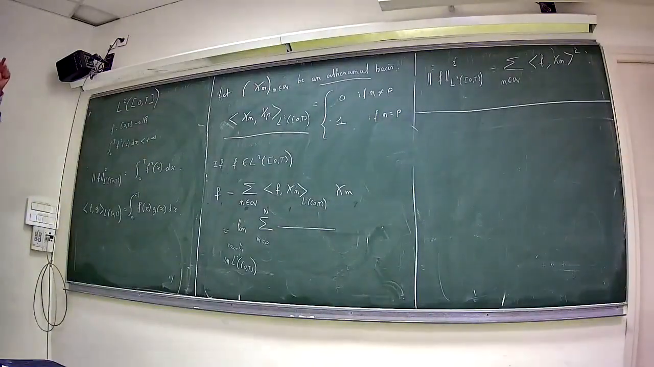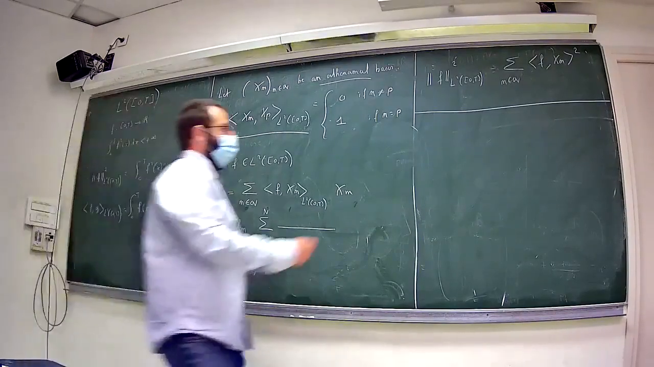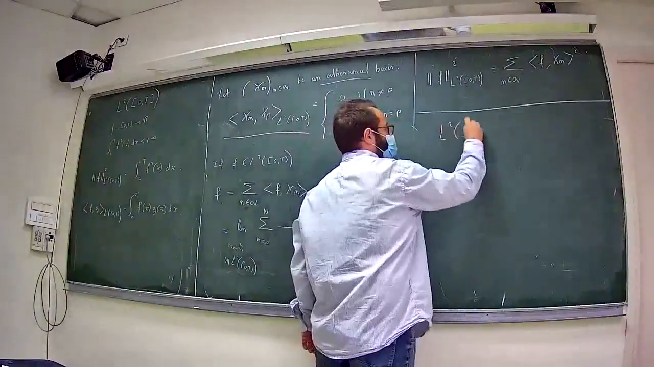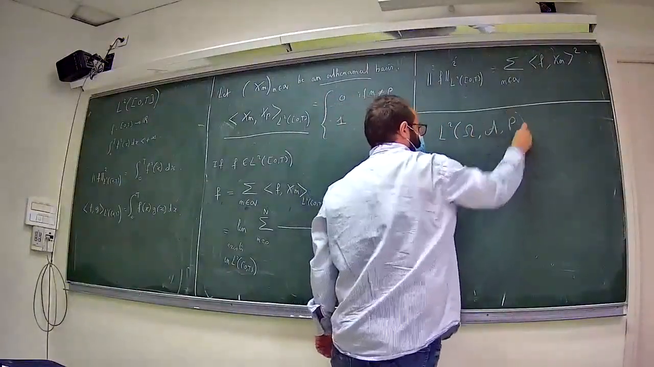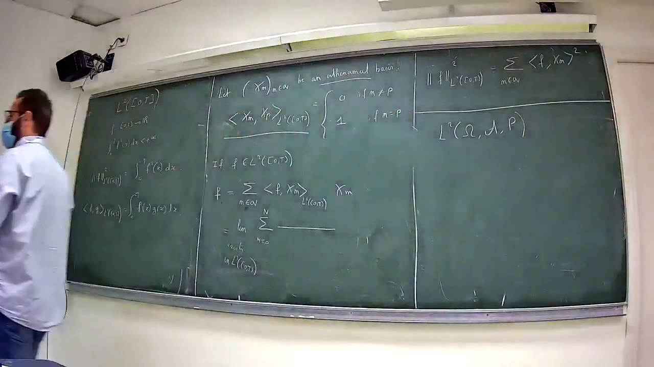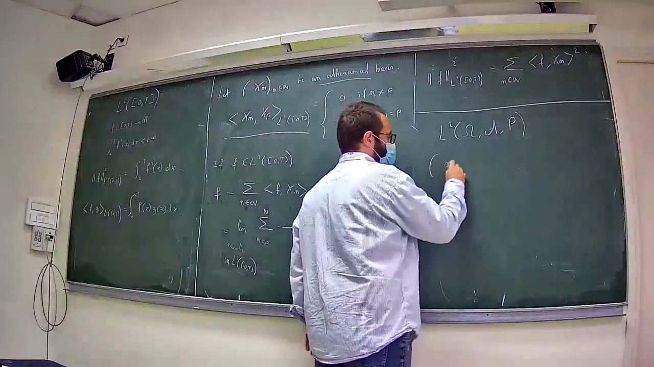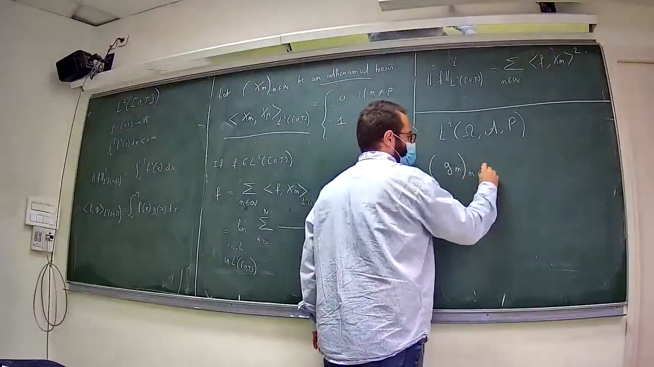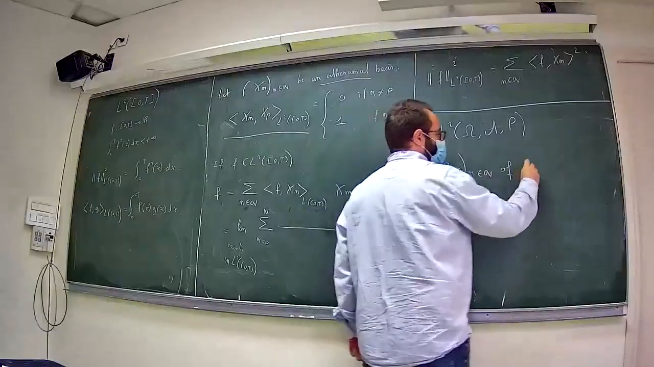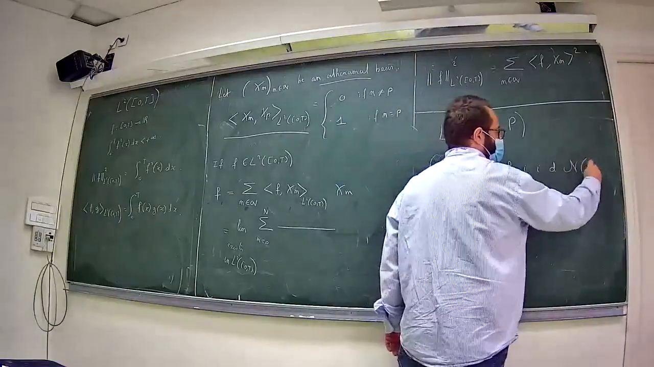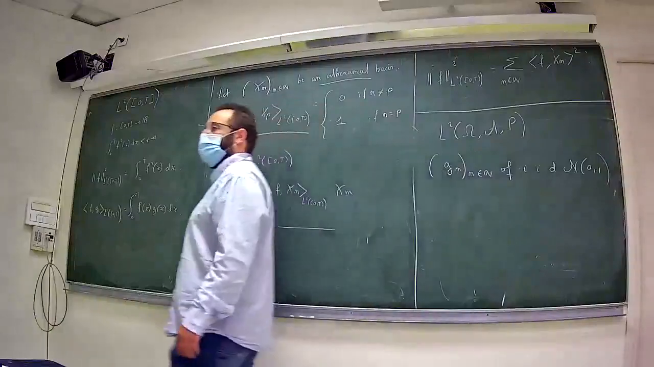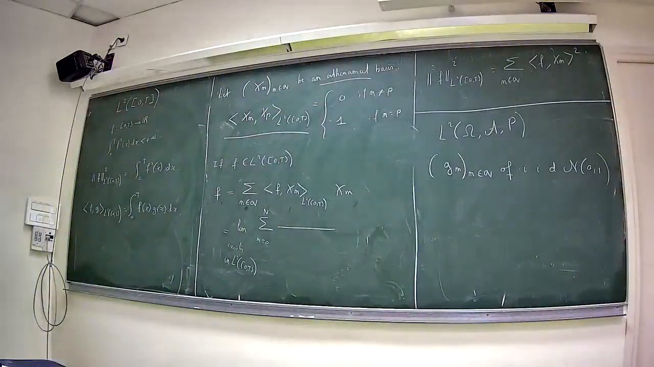So my Brownian motion is a Gaussian process. In order to define it, I will need Gaussian random variables. So I consider the space L2 of omega, A, P. And in order to build my Brownian motion, I will start from a sequence Gn of IID N(0,1), a sequence of independent Gaussian random variables with mean 0 and variance 1. Okay?